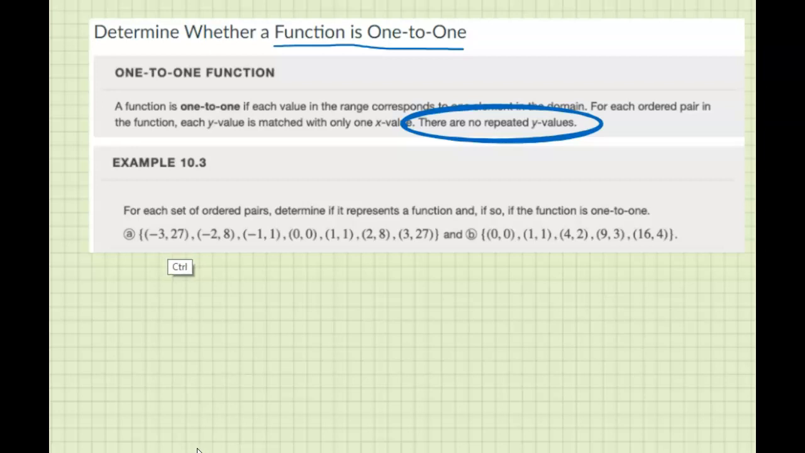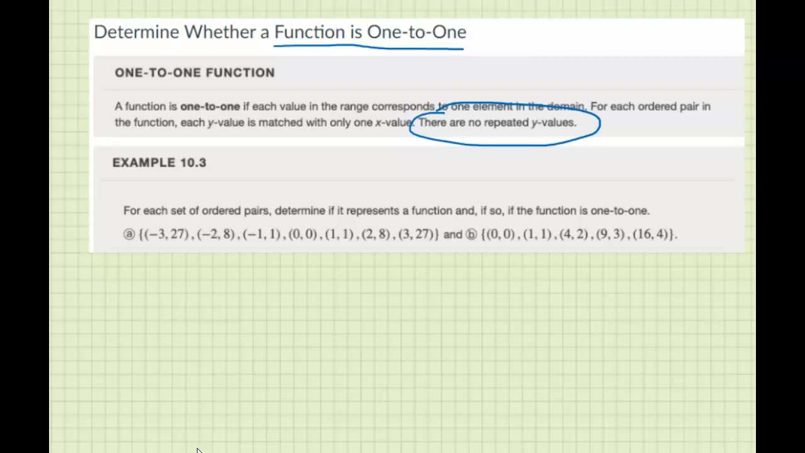All right, so if I have a function, which can be given as coordinate points, as a graph, or as an equation, and there are no repeated y values, then it's called a one-to-one function. To each x belongs only one y, and to each y belongs only one x. So they're uniquely connected. Okay.